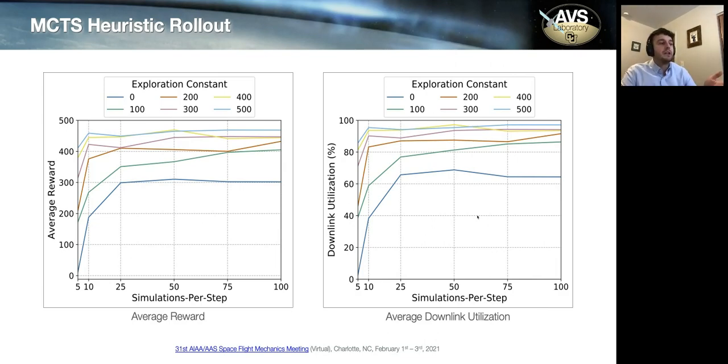But here you can see that fairly quickly on the right, we have average downlink utilization plotted. And at only 10 simulations per step and an exploration constant of 500, the agent reaches about 95% downlink utilization, which is our measure of optimality. At 100 simulations per step, the agent reaches about, I think, 97% downlink utilization. So it takes a long time to converge past that. So 10 simulations per step is actually what we use to generate training data.